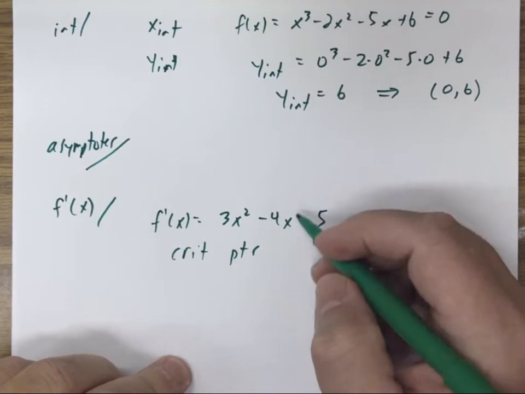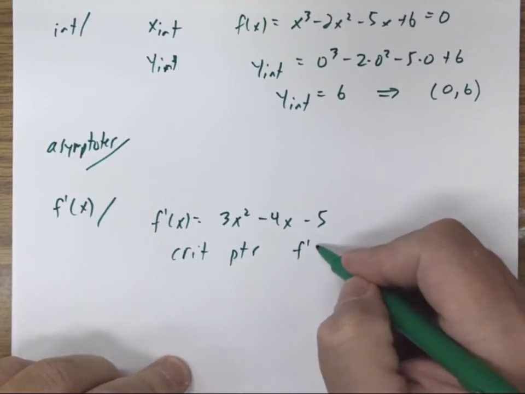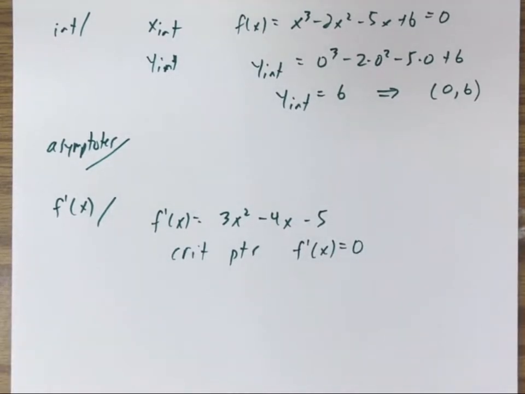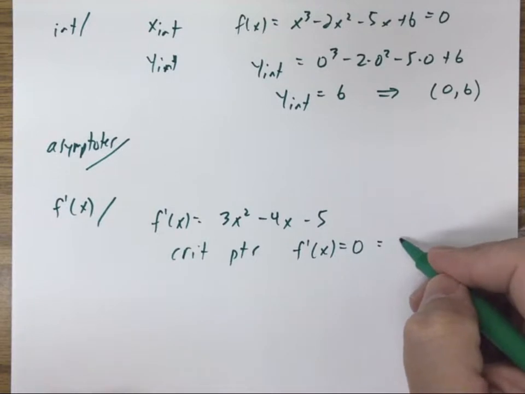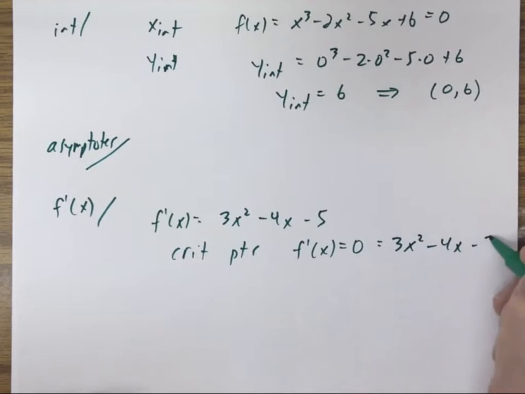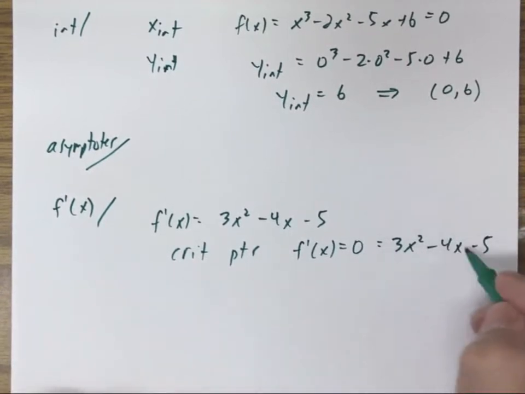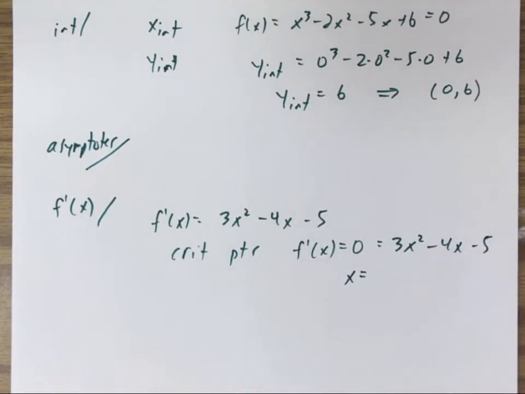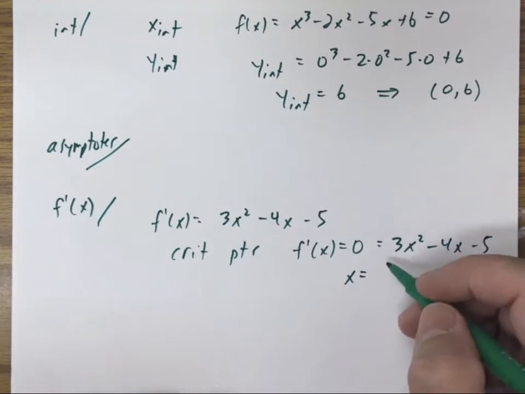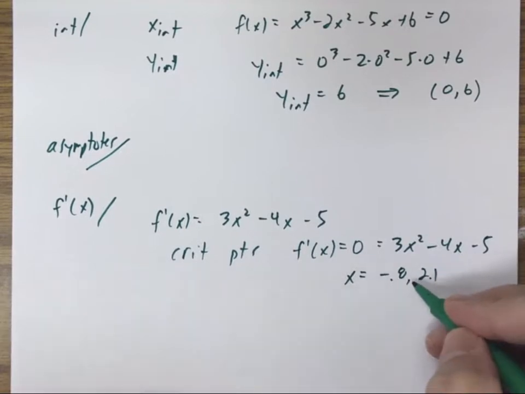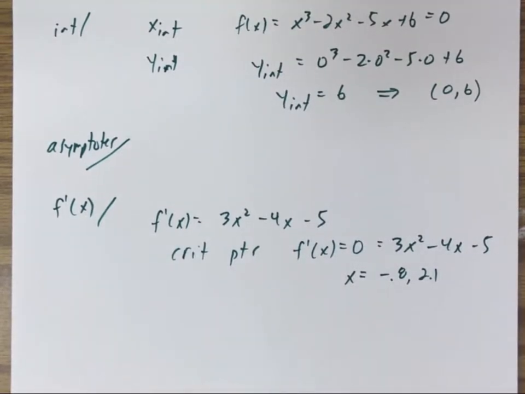Two things we have to check for critical points. The first one is when we set the first derivative equal to 0. So we take our first derivative, set it equal to 0, and solve it. Now in this case, the numbers are just not nice and pretty, so you'd have to use the quadratic equation to solve this. And as it turns out, we get two values of x, negative 0.8 and 2.1. Unfortunately, the numbers are not pretty.